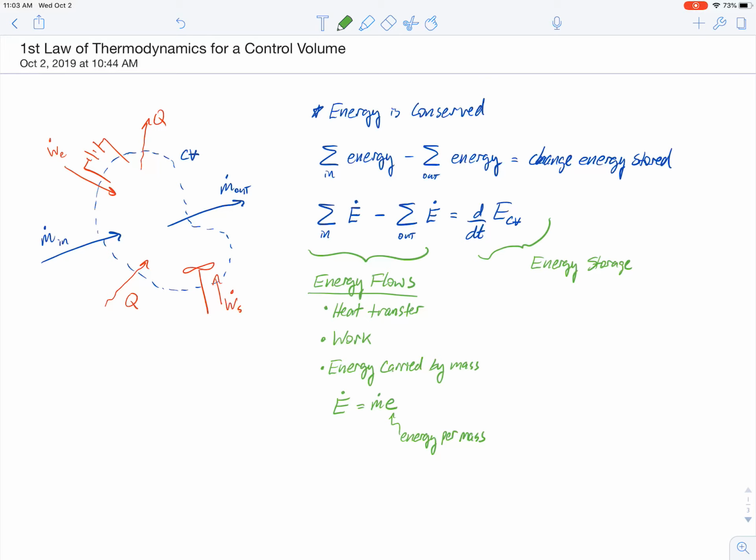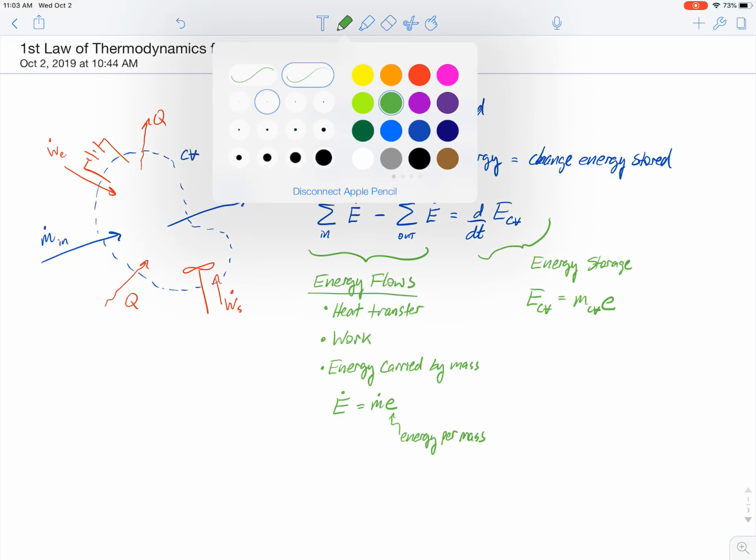I can write that total amount of energy in my control volume as the mass of the control volume times the specific energy of that control volume. Note that I don't have m dot. That's not a mass flow rate. I still have the time derivative on it, which is where I'm getting the time derivative. So that's the time derivative of the mass stored inside the control volume. Okay, let's use this and put it together.